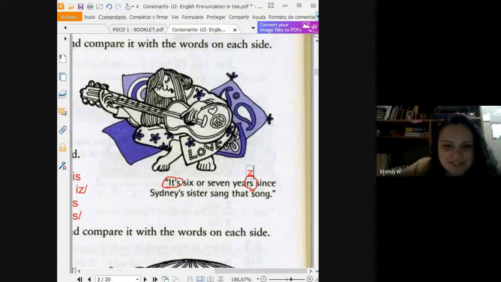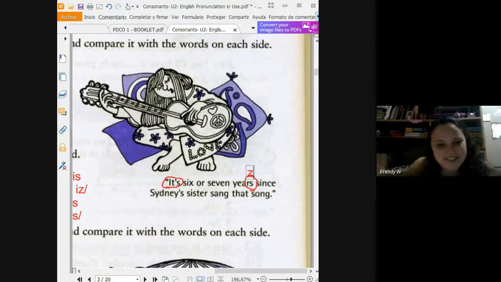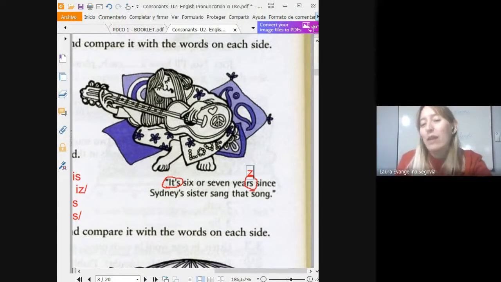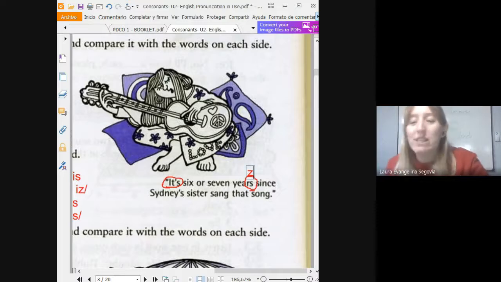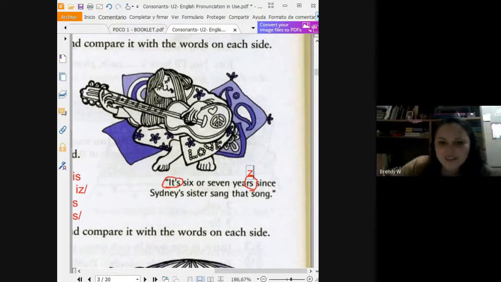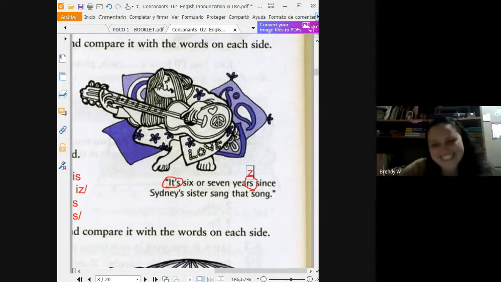It's 6 or 7 years since Sydney's sister sang that song. Faster. It's 6 or 7 years since Sydney's sister sang that song. Okay. Now say it as if you were the Queen of England or Queen Cynthia. Come on. It's 6 or 7 years since Sydney's sister sang that song. That's good. Good.